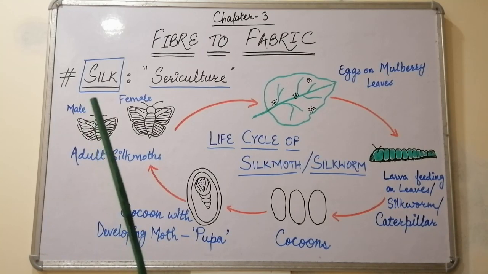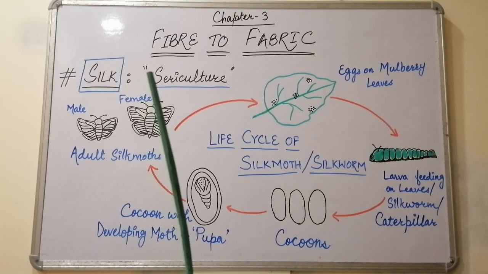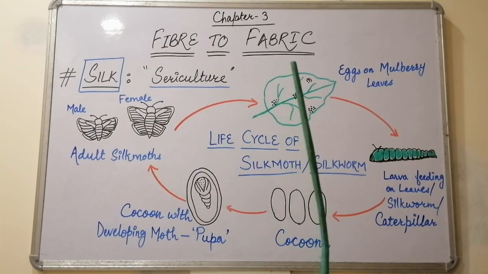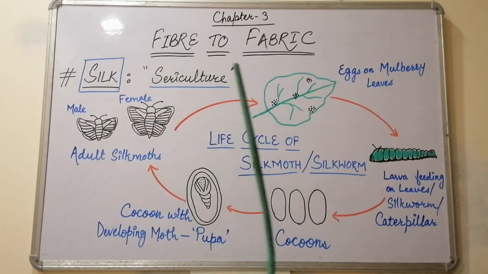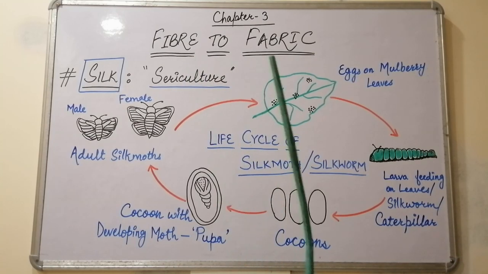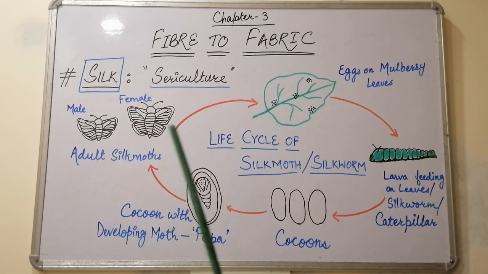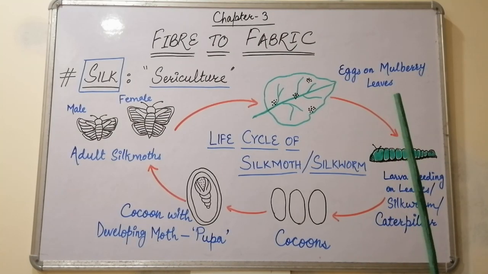Now in this class we are going to learn about the production of silk fiber. Silk fiber gives us the silk fabric. This is fiber to fabric, how the fibers are woven into fabric. The silk fiber we get from the animal known as silkworm, which feeds on the mulberry leaves.